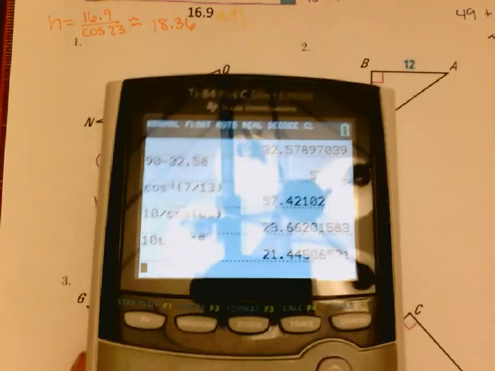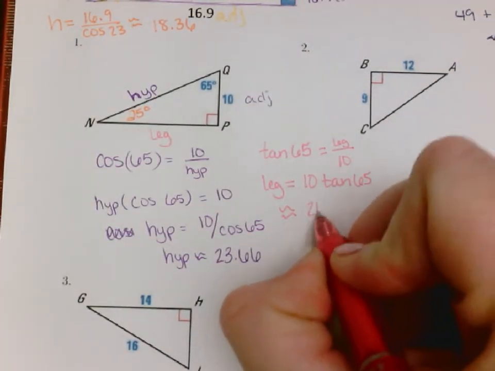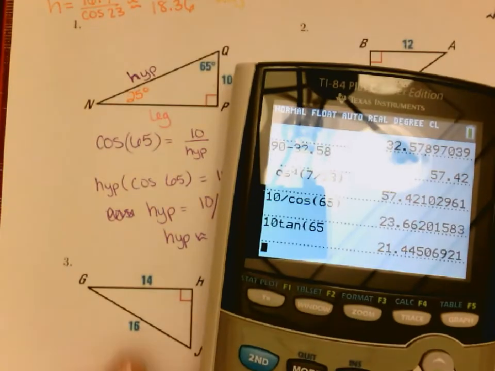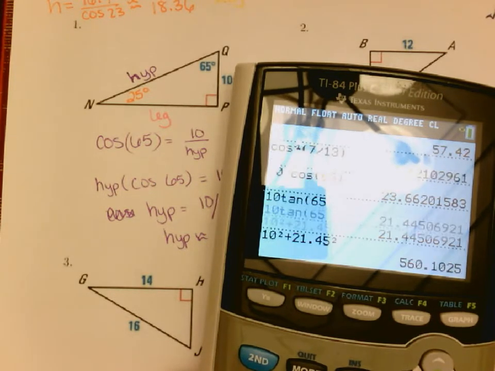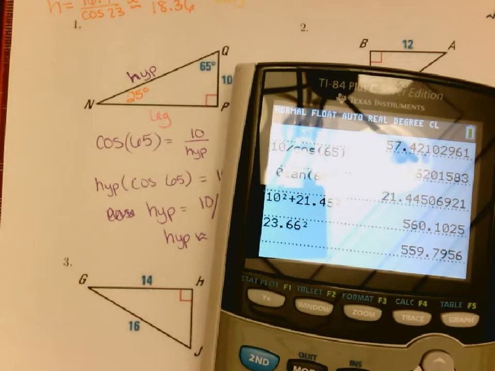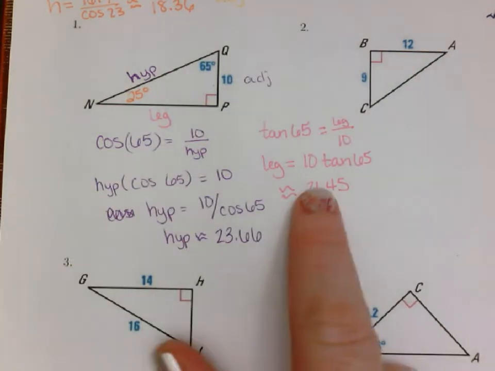Because the measurements work out, I could do a quick check. 10 squared plus 21.45 squared is roughly 560, and 23.66 squared is roughly 560. Because I rounded, things are going to be slightly off, but those are really close, so it doesn't matter. My two lengths would be 21.45 and 23.66.